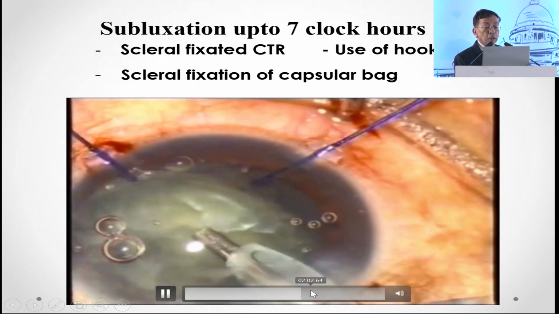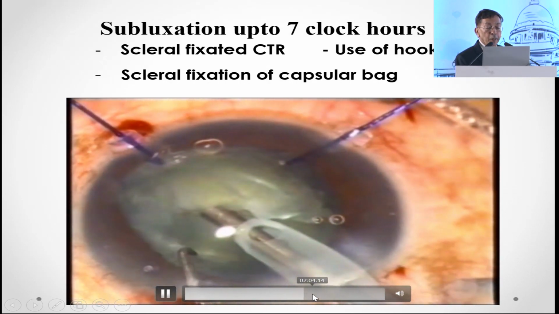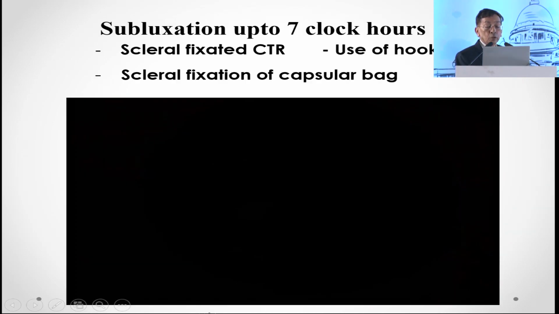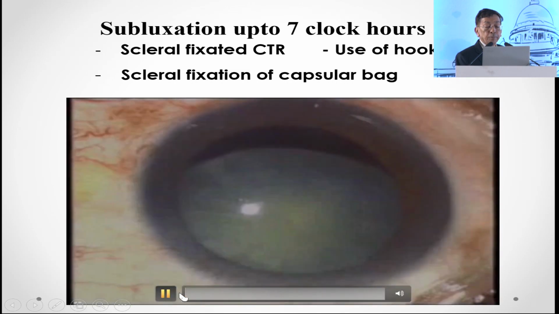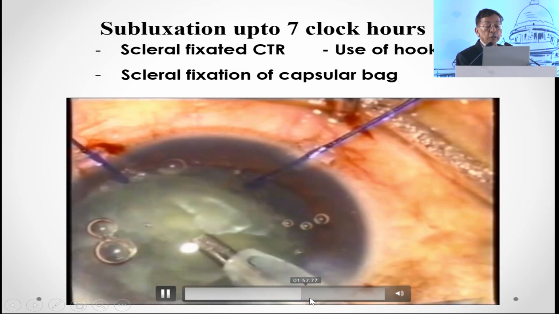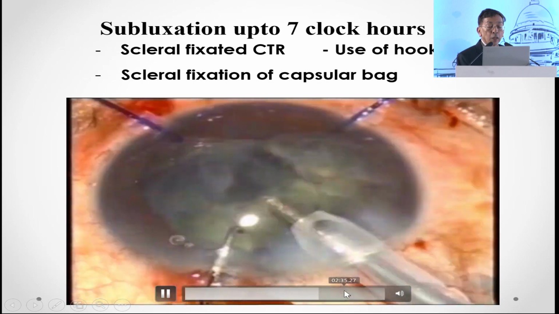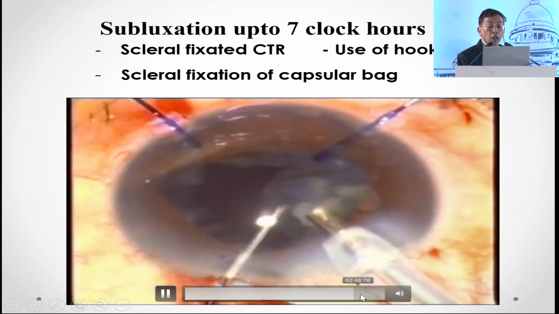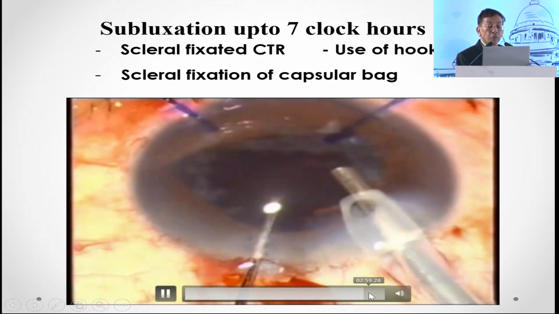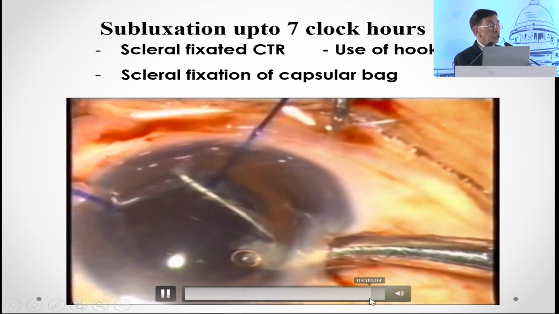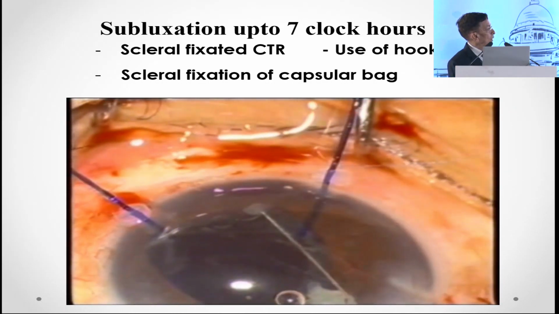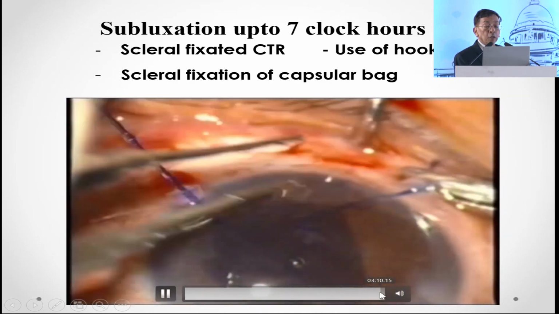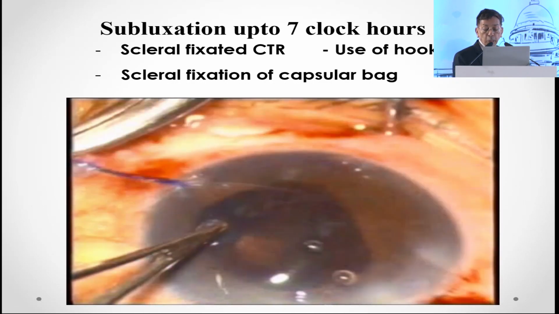Nucleus management with low power, low parameters, so turbulence will be skipped. And once you remove this, you need the CTR. Suturing the CTR is a must for these cases. We have to suture the CTR in one area, and then put the lens in the bag.